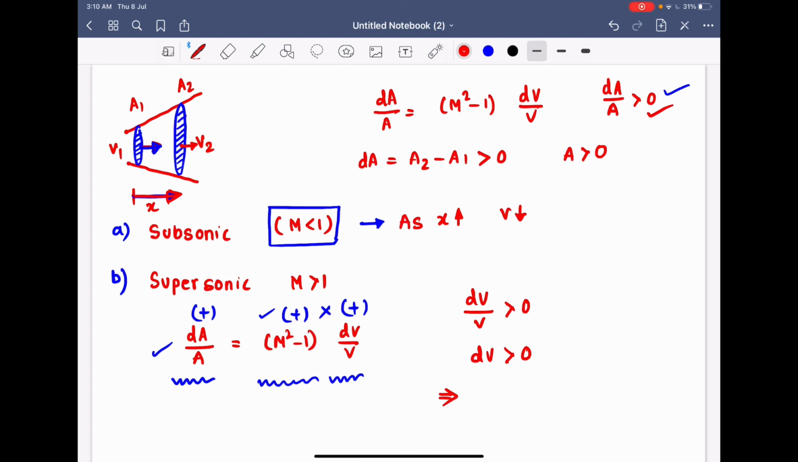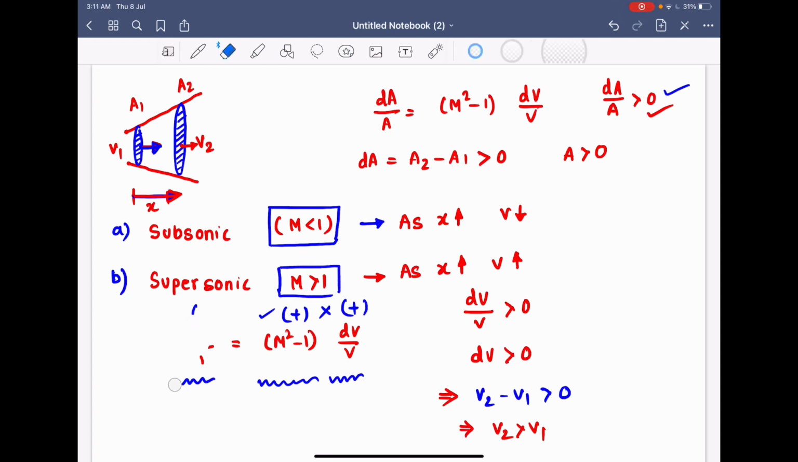Now, what is dV? Again, as we are going forward in x, it is the change in velocity, so this is v2 minus v1. This is greater than 0, right? So from here, what do we get? v2 is greater than v1. So what is happening? As x is increasing, v is increasing. So these are the two cases for a divergent duct.